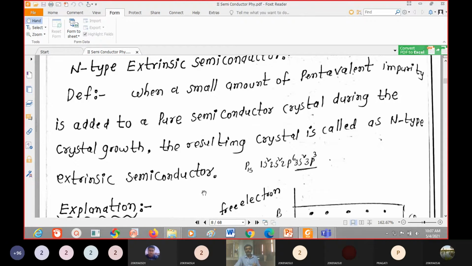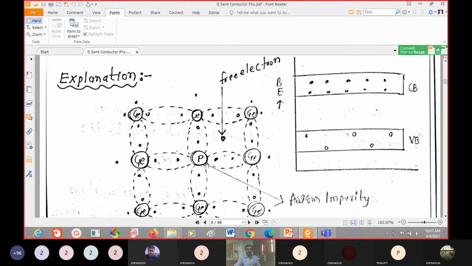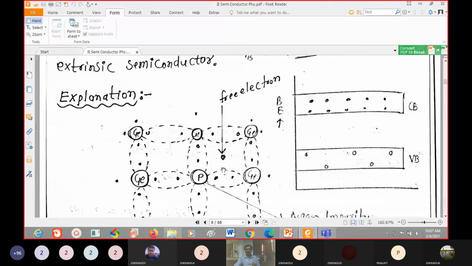Okay. See here, we are doping with phosphorus. For one million germanium atoms, we dope one phosphorus atom. That phosphorus atom bonds with the surrounding germanium atoms, and that bonding is also covalent bonding.